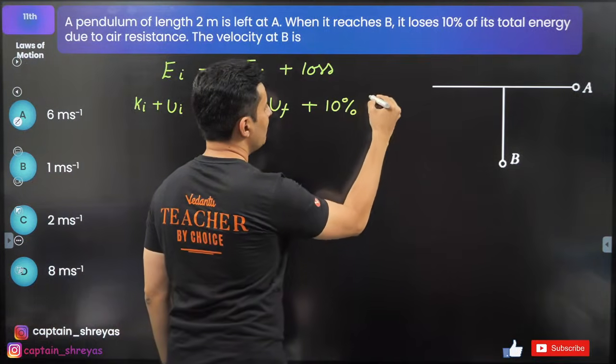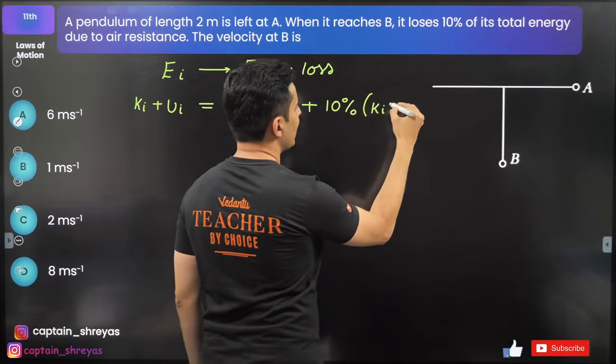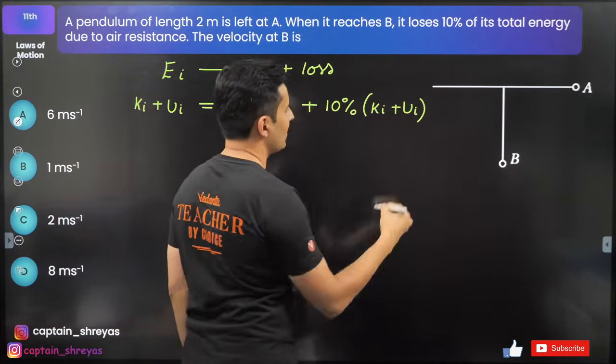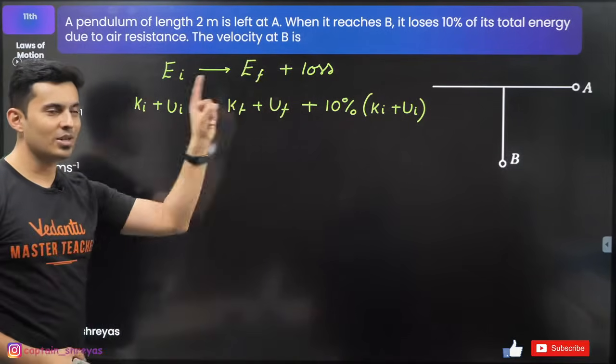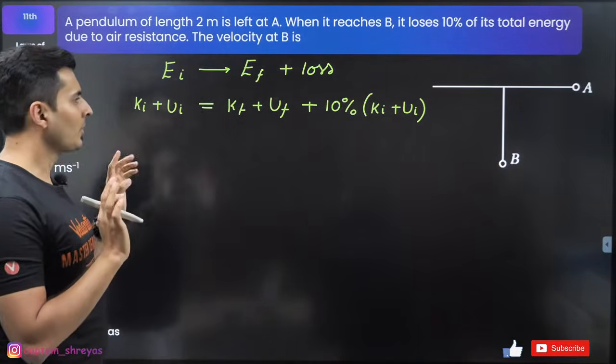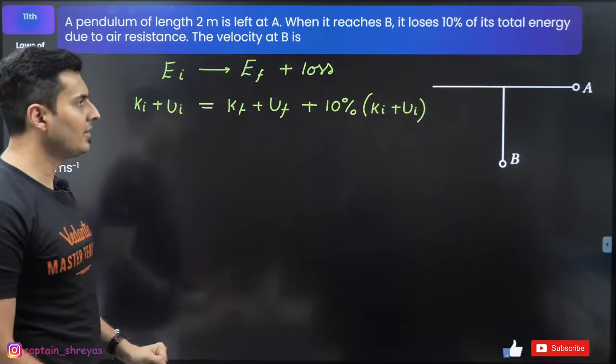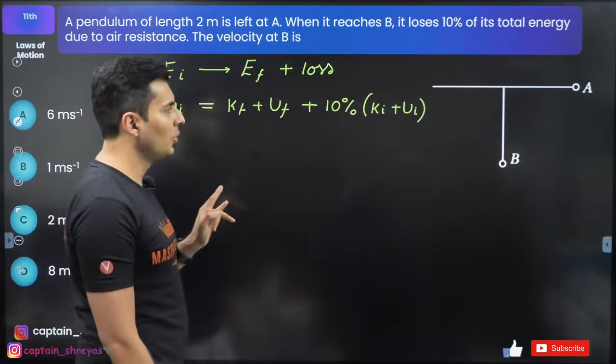10% of the initial kinetic plus initial potential. This is what the equation will come out to be. Cool. Now carefully start filling these equations up. Here is what I'm going to see.